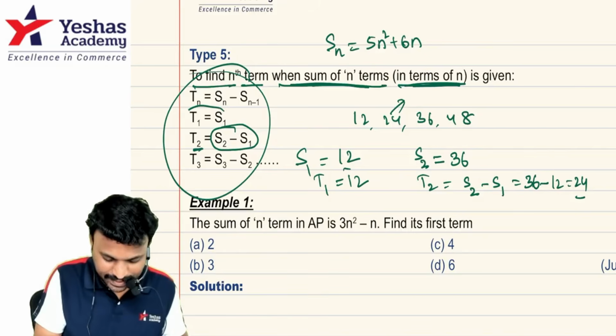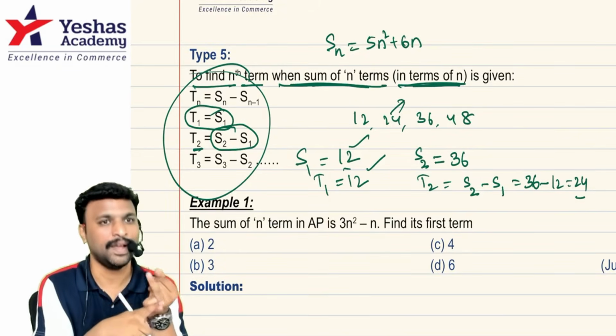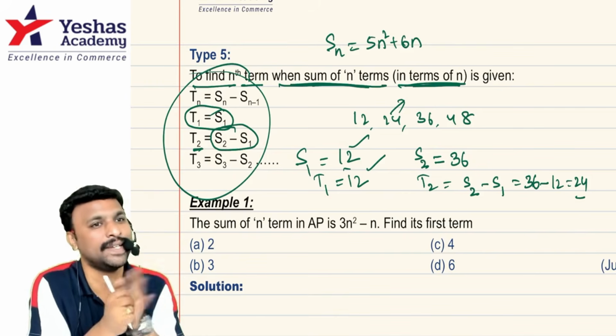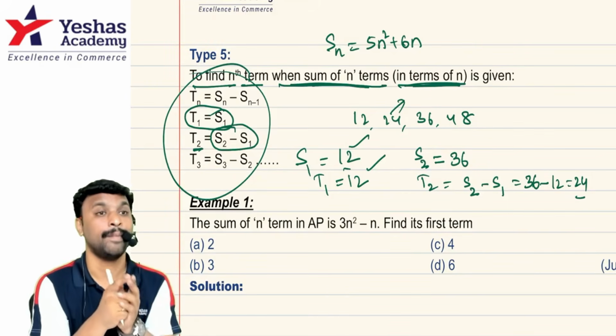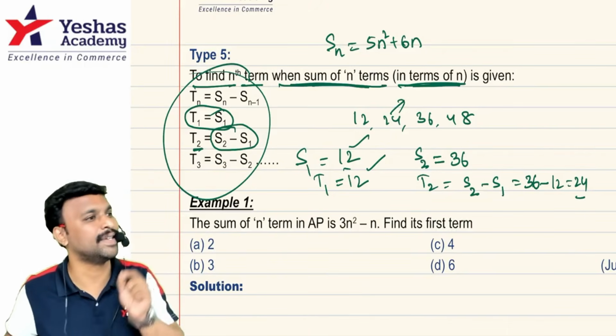But T1 is same as S1. I proved how it is. Sum of first term and first term are one and the same. T1 and S1 are one and the same. But when it comes to T2, T2 is not S2. Rather, it is S2 minus S1.